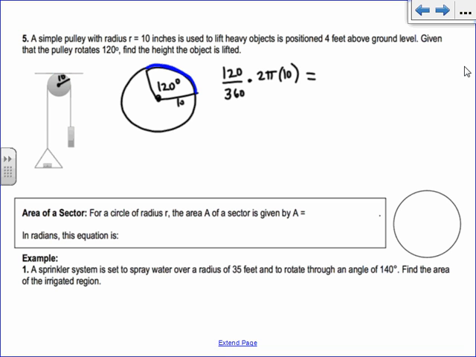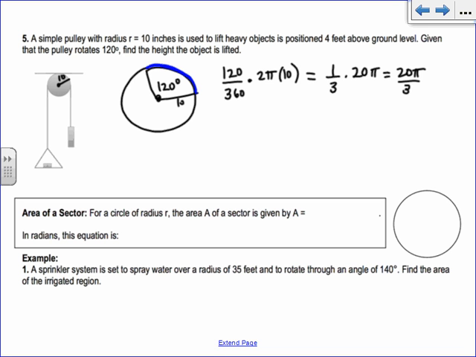Okay, so when I do that, I get 1/3 times 20 pi. So I get 20 pi over 3. All right, the 4 feet is really kind of irrelevant. You just want to make sure that it's not more than 4 feet, because if you're moving it more than 4 feet, then it's now just like on the ground. Does that make sense? You pulled it all the way around, so it's not going to do much.